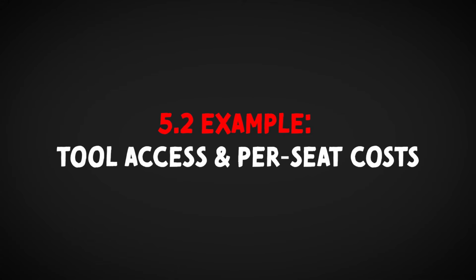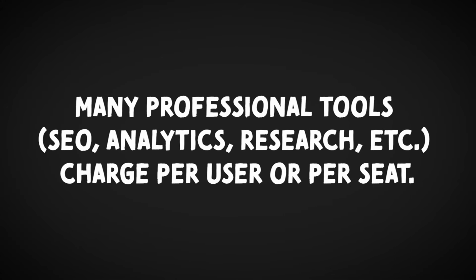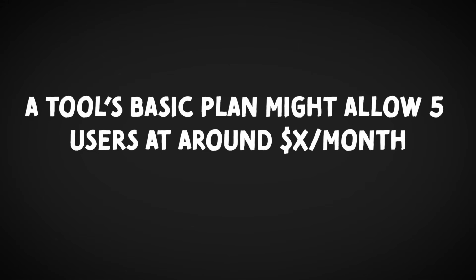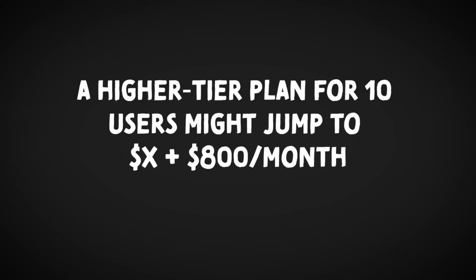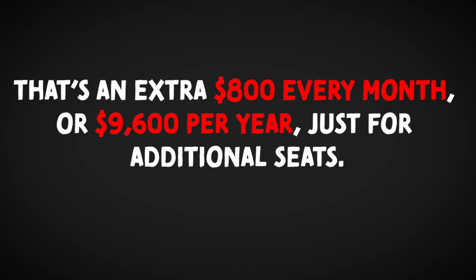Example: tool access and per-seat cost. Generally, many professional tools, like SEO, analytics, and research, charge per user or per seat. A simple generic example: a tool's basic plan might allow 5 users at a certain price. A higher tier plan for 10 users might jump a few hundred dollars to $800 per month. That's an extra $800 every month, or $9,600 per year, just for additional seats.